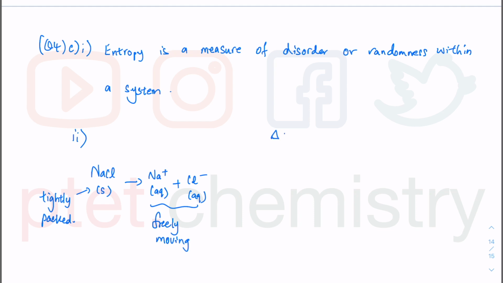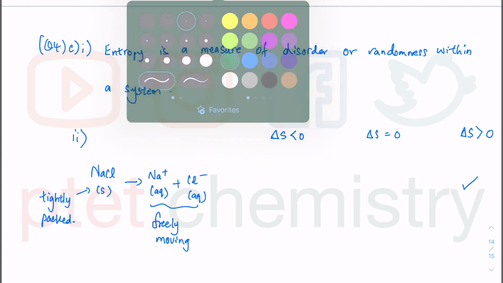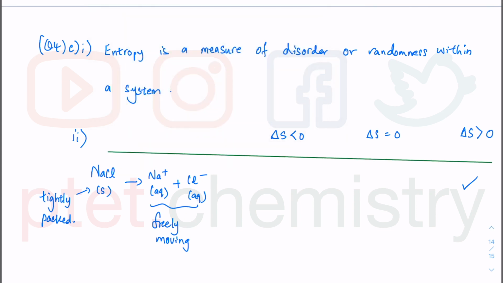So they haven't asked you to explain it there. They just ask you to think about whether it's negative, whether it's 0, or whether the entropy change is positive. Obviously, it's positive entropy change because when you dissolve in water, the ions become free to move around, and that's why you gain disorder. You become more random in terms of your motion. So that's for the first bit there.